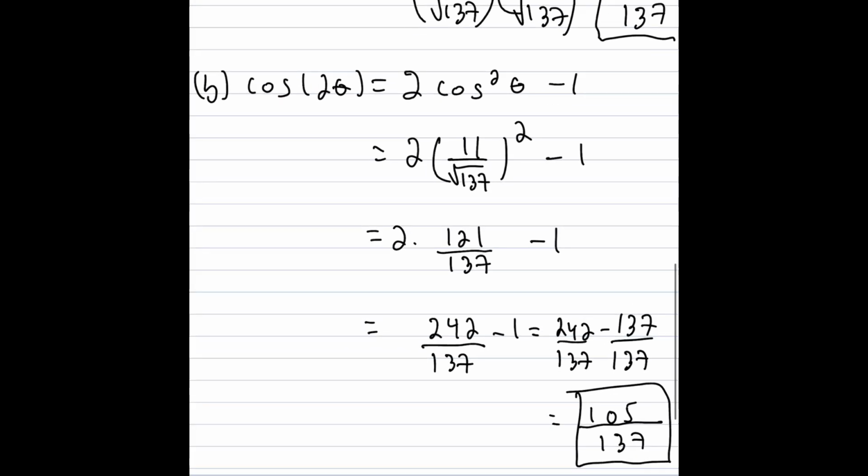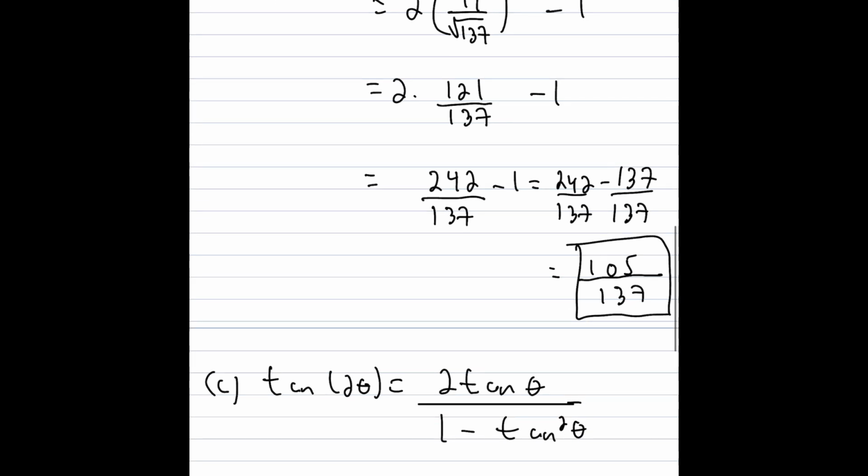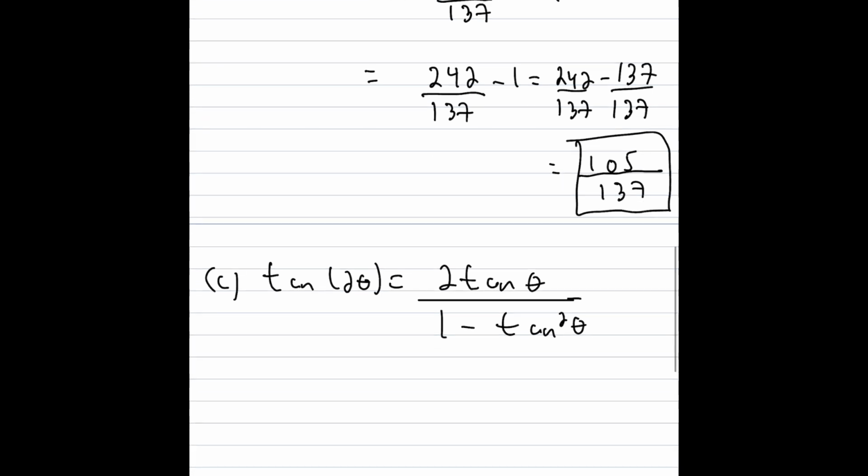And last but not least, tangent of 2 theta. Now, I'm going to use the identity 2 tan theta over 1 minus tangent squared theta. But since you know what sine 2 theta is and cosine 2 theta, you can plug those in, because tangent is sine over cosine. You don't need the identity. But here I'm going to plug in that identity just to show you how it works.